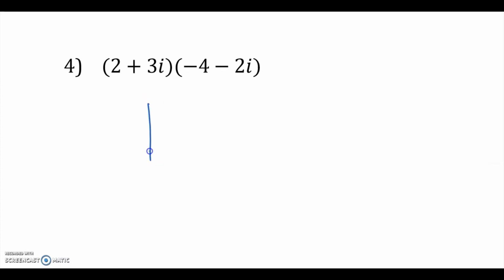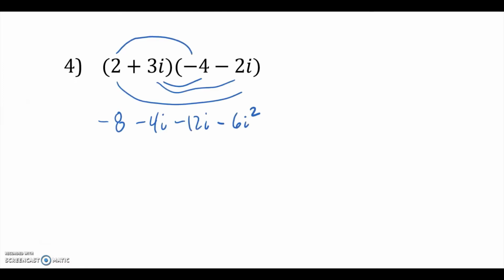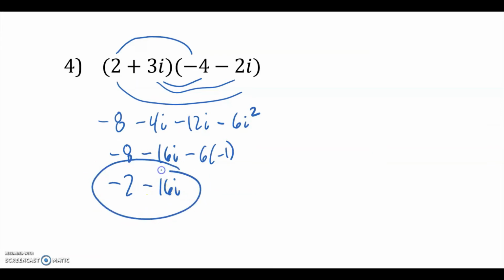Similar situation. I'll go ahead and FOIL this one just for fun, which looks something like this. Combine like terms, simplify your i squared. So -6 times -1 becomes +6. So -8 and +6 is -2 minus 16i.